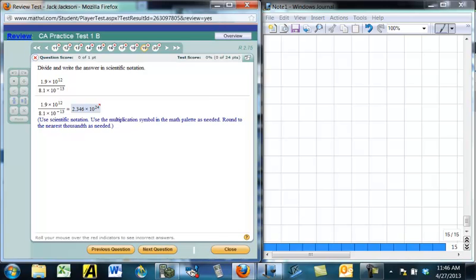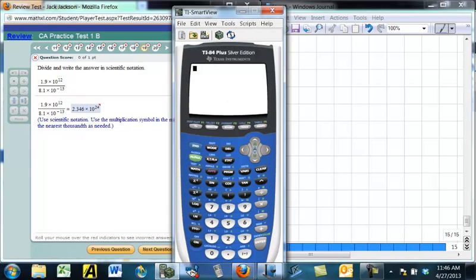Alright, so we can actually just do this on the calculator. 1.9, actually you can just type it in, times 10 to the power 12. And then divide by 8.1 times 10 to the power negative 13. Notice I've got parentheses around the numerator and around the denominator. And that's already in scientific notation. That's 2.34, etc. That E24 means times 10 to the 24th, which we write this way, not the calculator way, but the way it's written here.